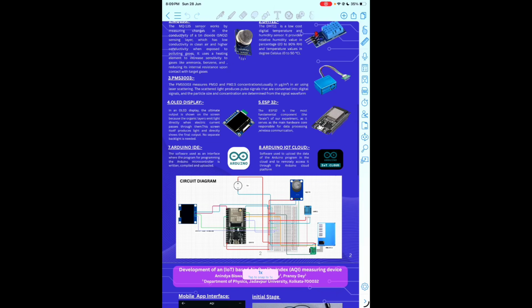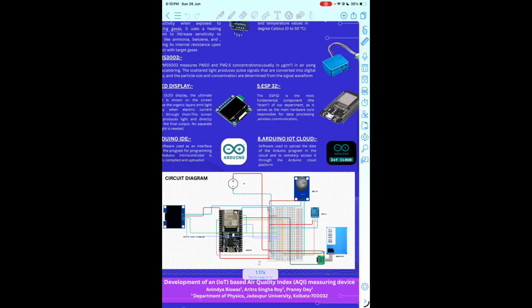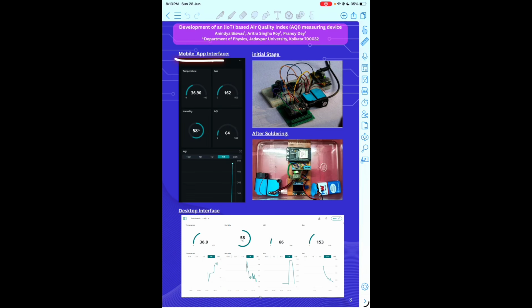This is the main circuit diagram we used in our project. You can pause here and see the circuit diagram for your reference. So this is our mobile app live interface, and this is our desktop app interface, where we can find the AQI value measured by our circuit.